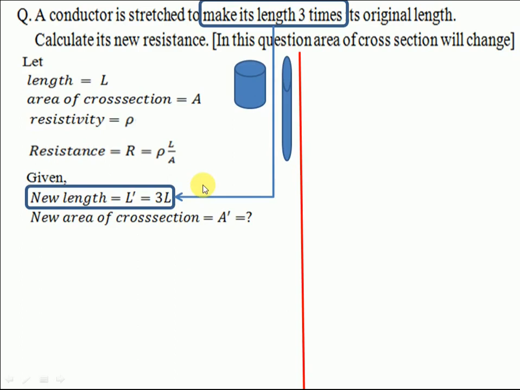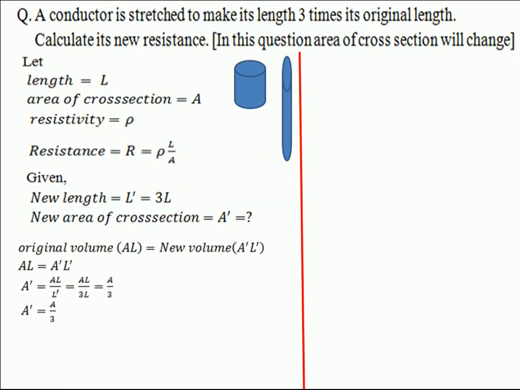In order to find the new area, I have to make use of this formula. When you stretch the wire, its volume will remain the same. So original volume is equal to new volume. The formula for volume is area into length. So area into length is equal to new area into new length. So I can write A dash is equal to AL by L dash. Now I'll put the value of L dash, that is 3L. So AL by 3L, and I'll cancel L. So I got A by 3. So your new area A dash is A by 3.